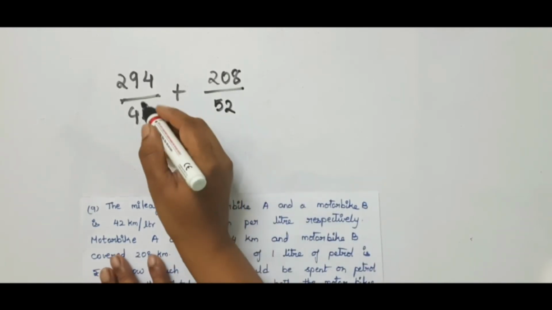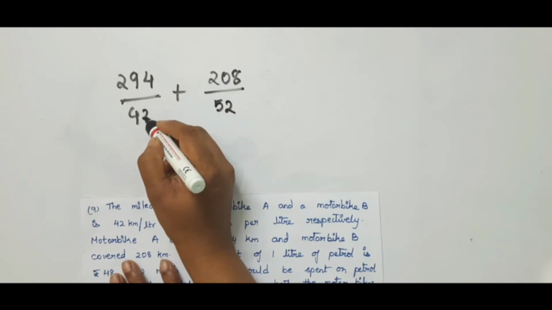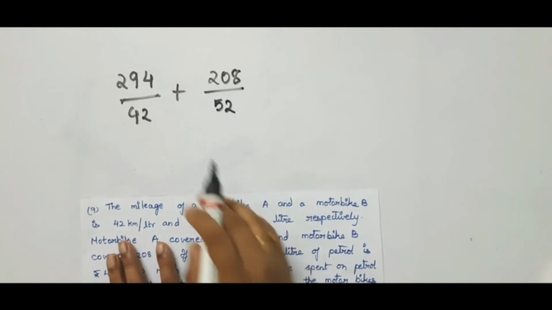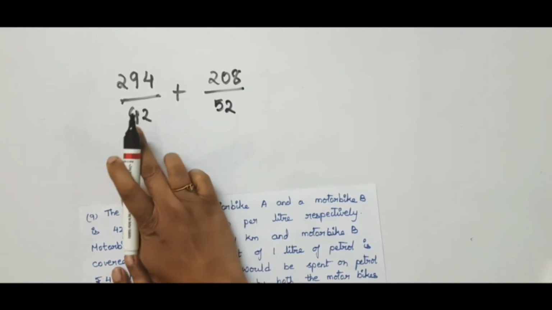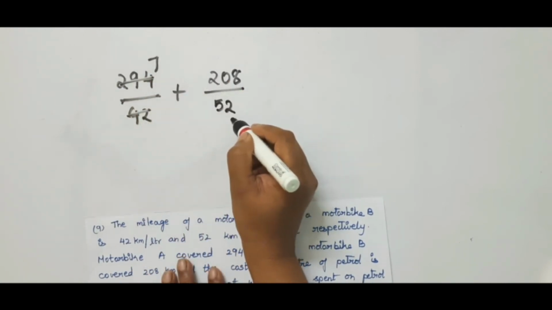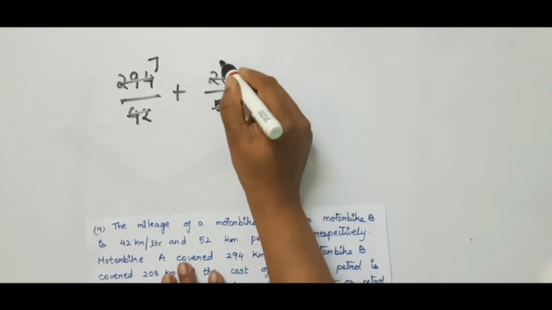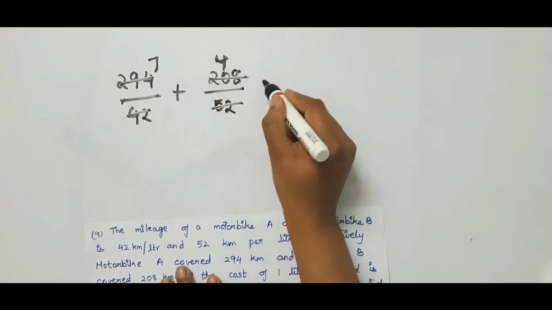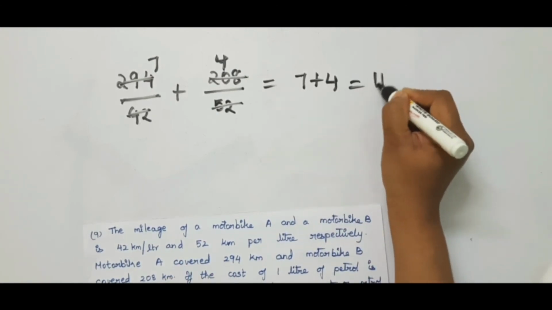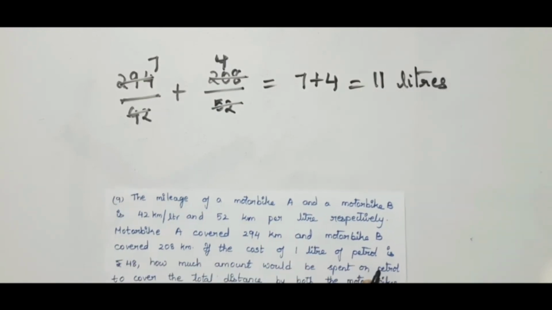Now let us check whether it cancels. Here 2 is there, it is 4, and let us check with 7. 7 twos are 14, 7 fours are 28. So it goes with 7: 42 is 7 sixes, and 52 into 4 you will get 208. So this is nothing but 7 plus 4, which is equal to 11 liters of petrol they have used for traveling that distance.